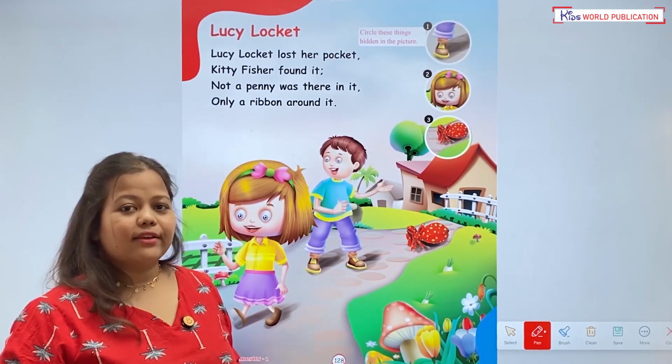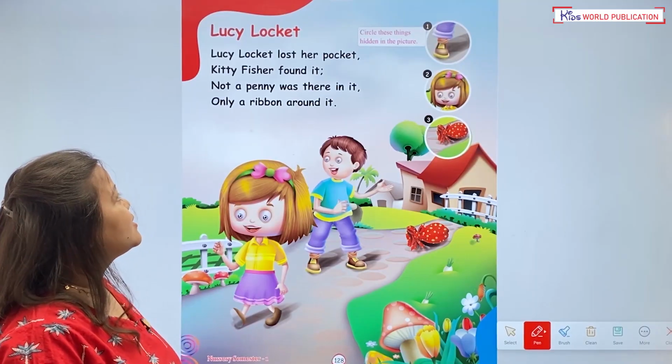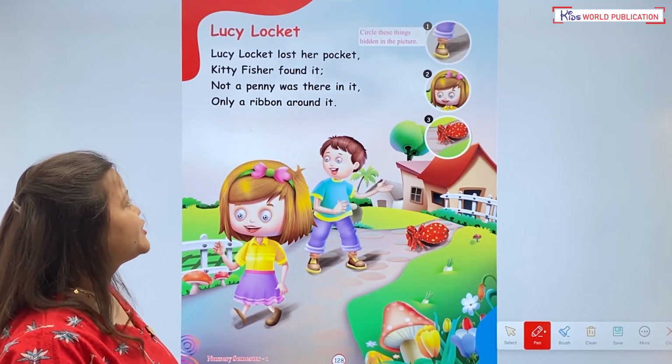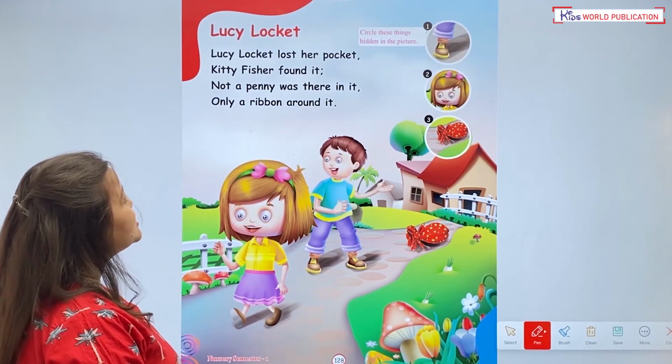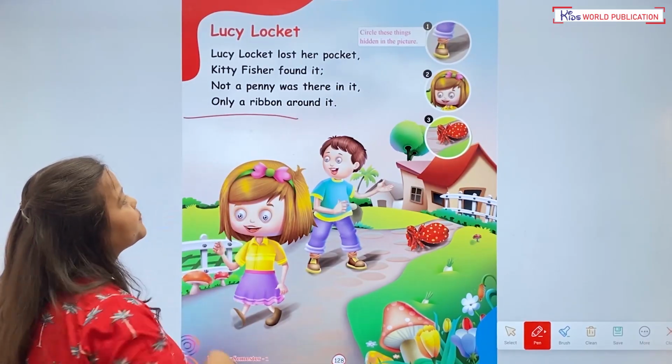Kids, let's sing a rhyme together. Lucy Locket lost her pocket. Kitty Fisher found it. Not a penny was there in it, only a ribbon around it.